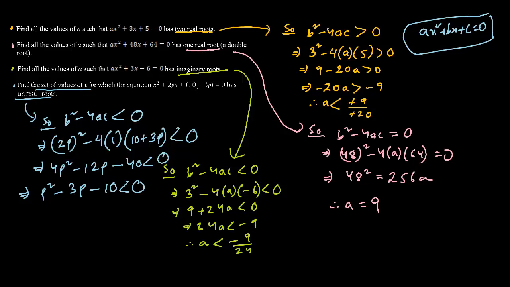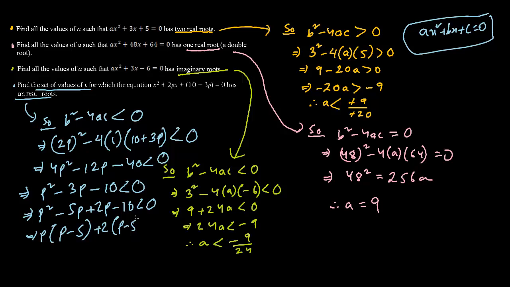So maybe it's not clear whether this is plus or minus. Whatever it is, you can do middle term break. So p squared, and 5 times 2 is 10. So we can write minus 5p plus 2p minus 10 less than 0. If we take p common, it would be p minus 5. If we take 2 common, it would be p minus 5 less than 0. So it would be p minus 5, p plus 2 less than 0.